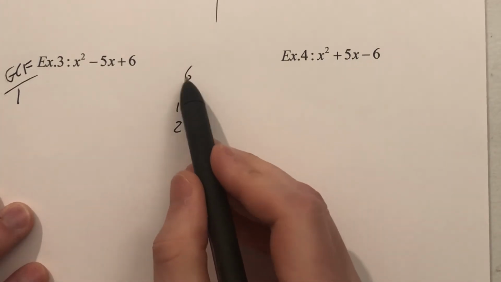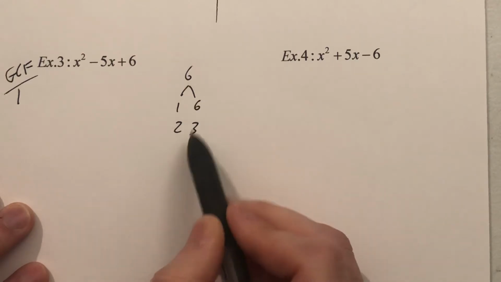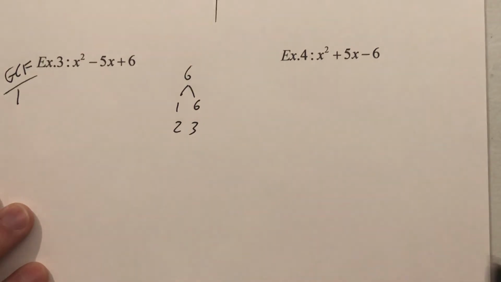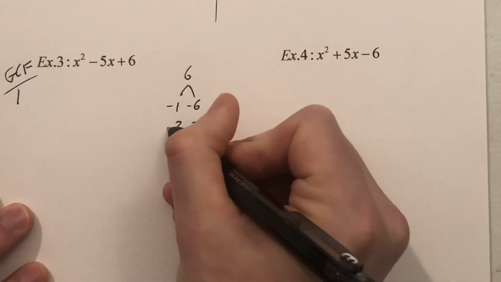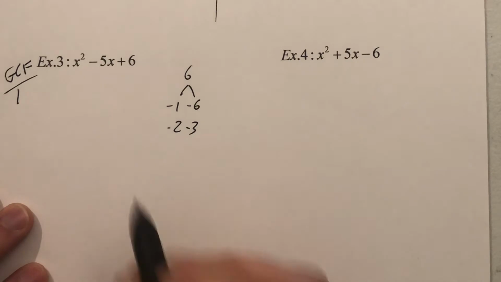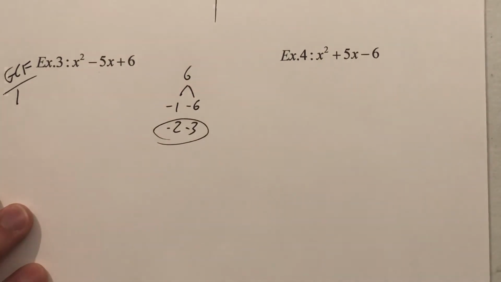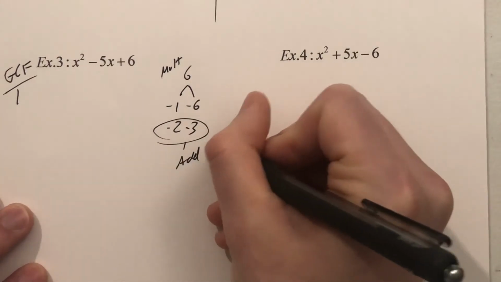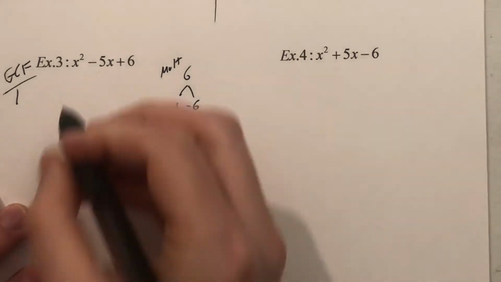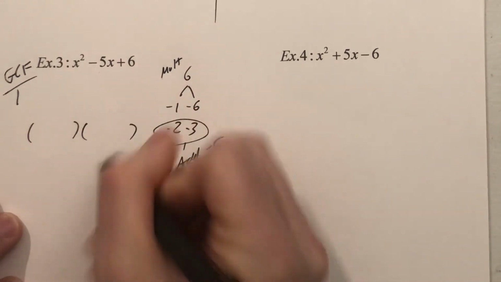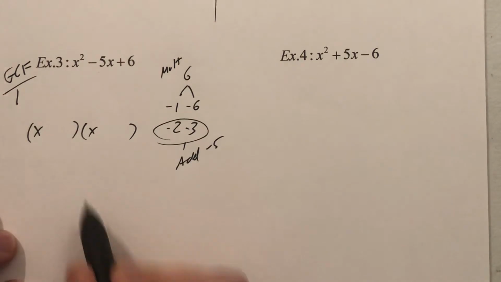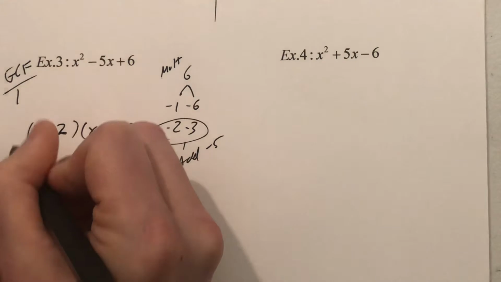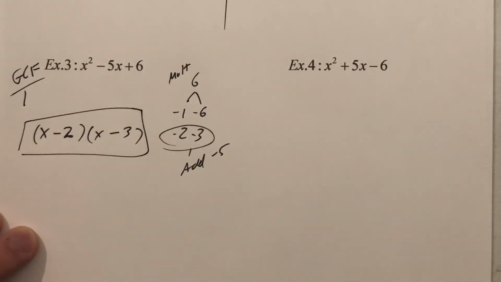Again, got to be a positive 6, so these have to be the same sign, either both positive or both negative. If you want them to add to a negative 5, well, there's no way all positives work, so I'll just throw in the negative signs on them, and then consider, do either of those pairs add to a negative 5? Those do, right? We want to multiply to a positive 6, but add to a negative 5. There they are. So we go to our two binomials that have to start with x's, and then those two numbers fill in those blanks, negative 2 and negative 3. And there's our answer.